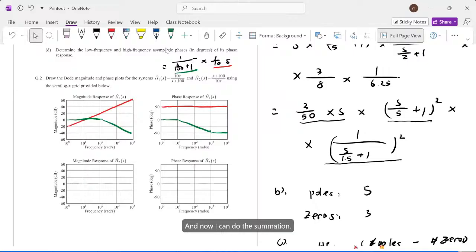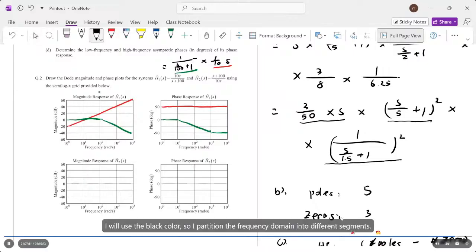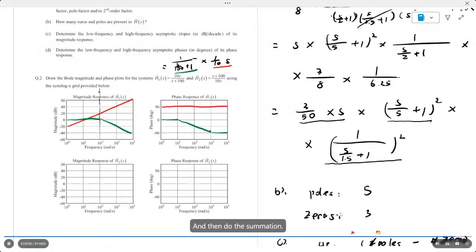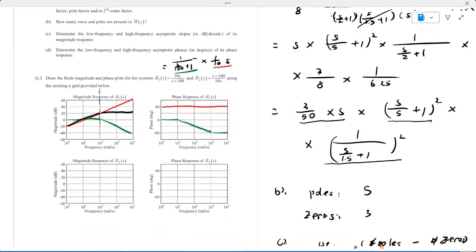And now I can do the summation. I will use the black color. So I partition the frequency domain into different segments and then do the summation. So this is the final magnitude plot. And then this is the final phase plot.